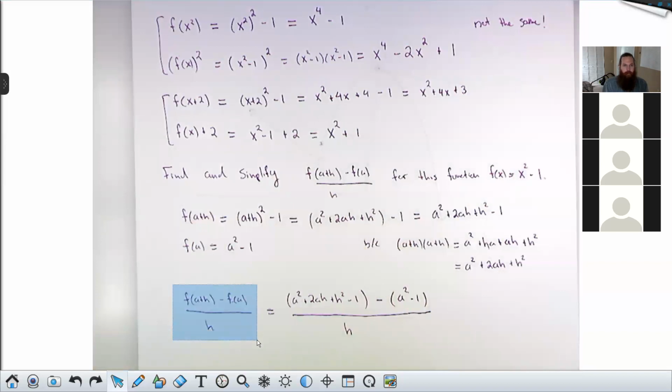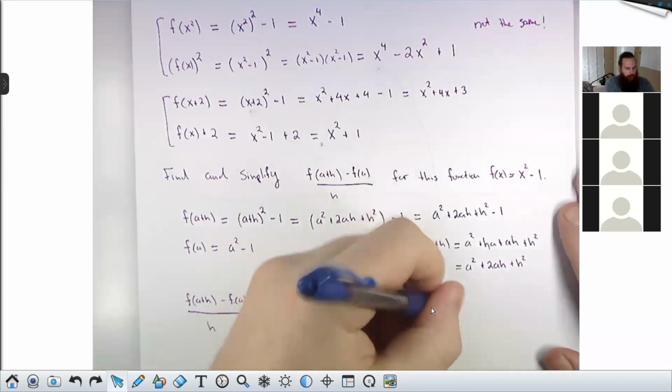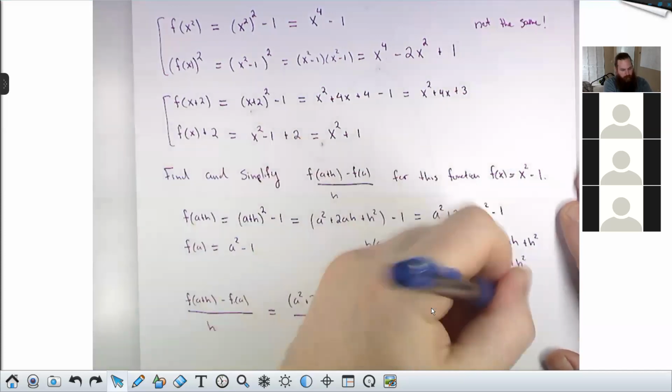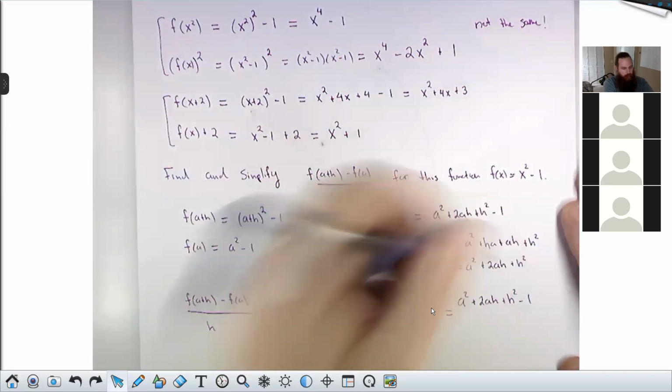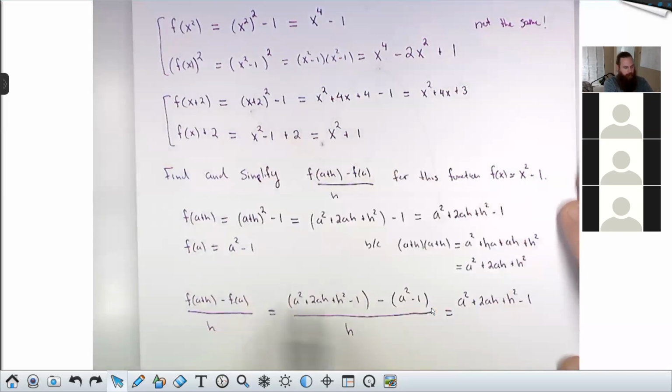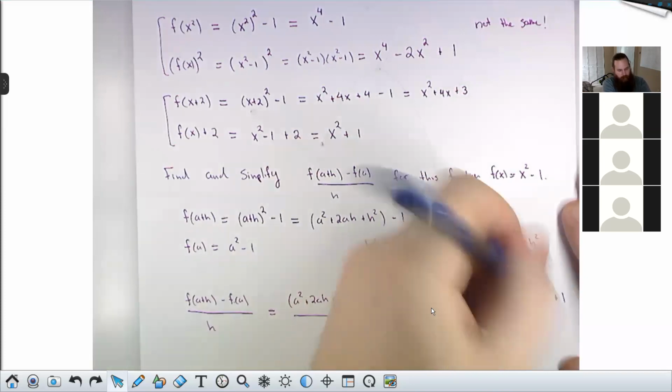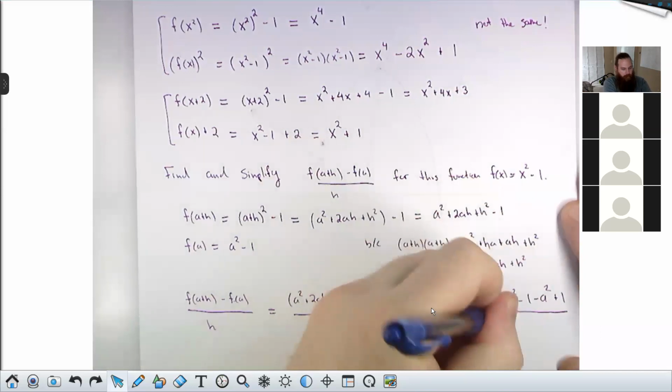My next move, if I want to simplify this, which when I plug in, I get this, is going to be to distribute this negative. And that's why these parens are so important. So that would be a squared plus 2ah plus h squared minus 1. That's that first piece. And there's nothing multiplying him or being done outside, so I can lose those parens. In order to lose these two parens, I need to distribute this negative. So that will be minus a squared plus 1. And everybody's still getting divided by h.